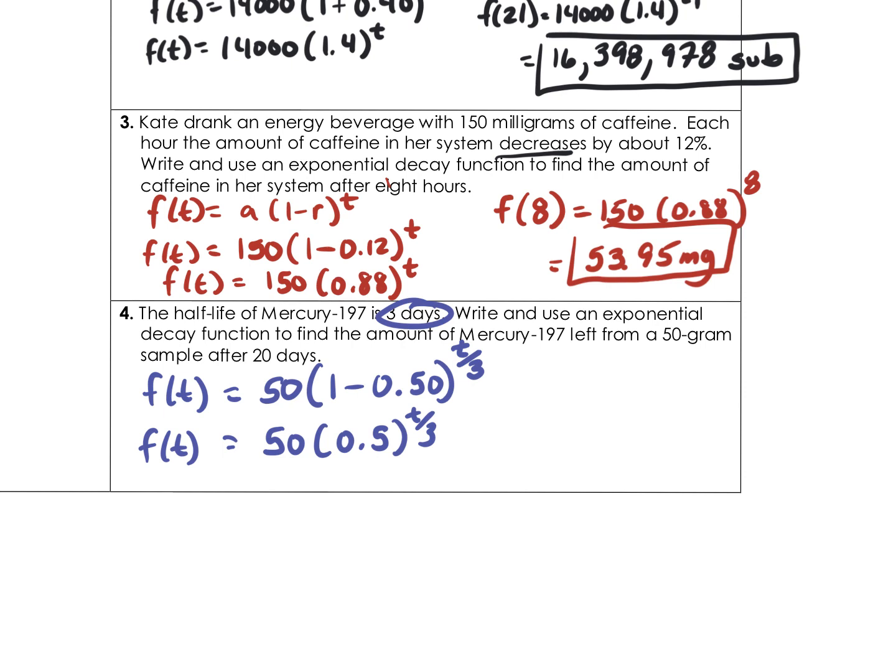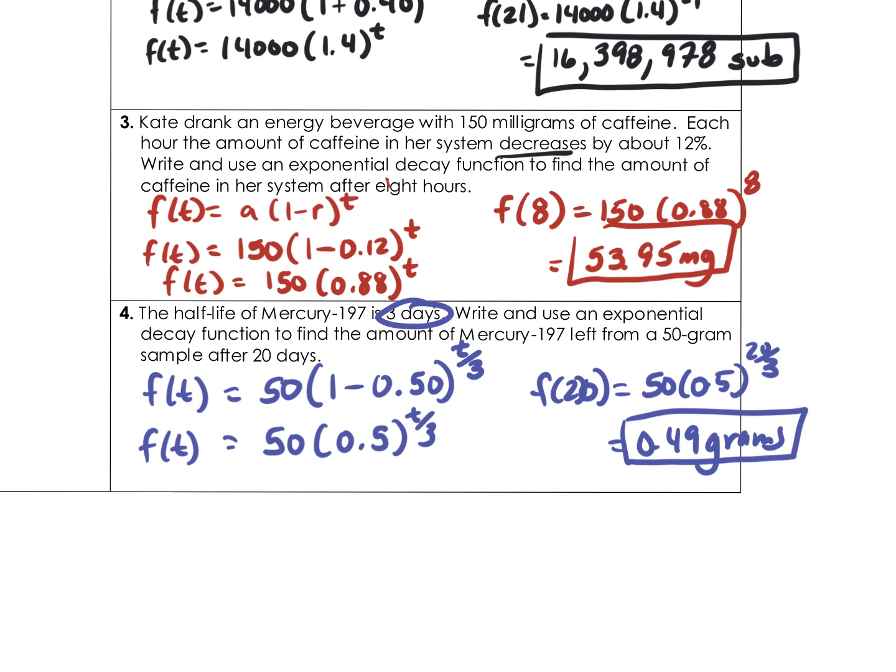So if I want to figure out how much is left after 20 days, I'll just plug it in. So f of 20 is 50(0.5)^(20/3). So that is going to give me 0.49 grams. So this obviously reduces pretty quickly because it's cutting in half every 3 days. Every 3 days it's cutting in half. 10 to 5 to 2.5 to 1.25. Keeps cutting in half every time.